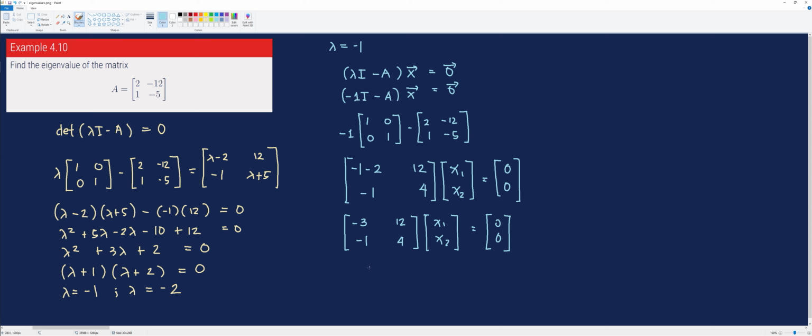Let's multiply this, and we will have -3 x sub 1 plus 12 x sub 2, and this is -x sub 1 plus 4 x sub 2, and all of which are equal to 0. So as soon as we have this, the next step is to find the solution to this system of linear equations. In this case, we will use the Gauss-Jordan elimination. So we have our augmented matrix. We have -3, -1, 12, 4, and this one is 0, 0.